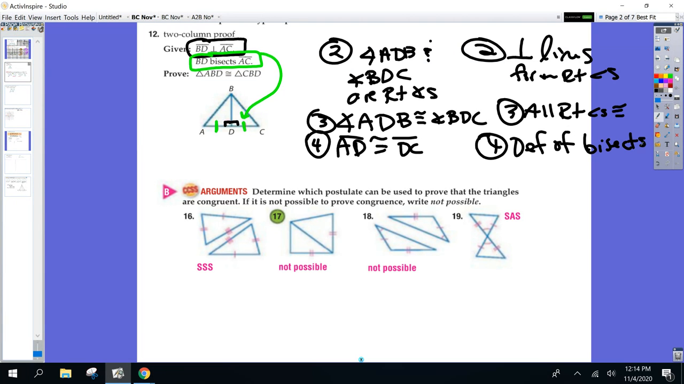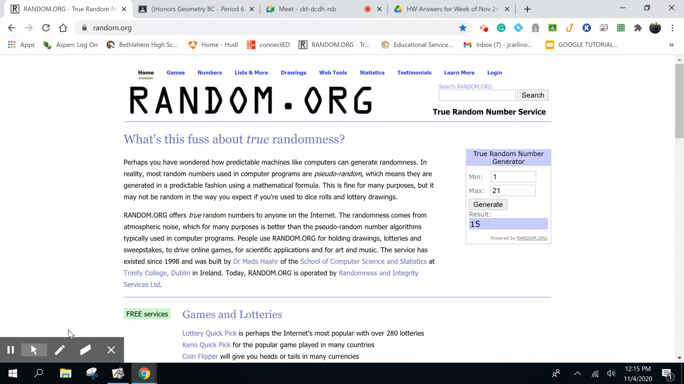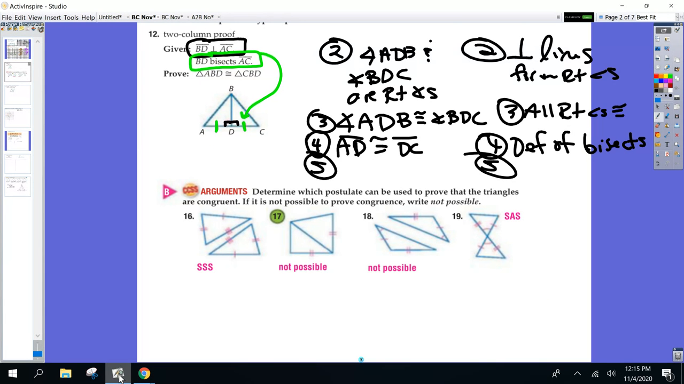Now, with all that being said, you're still missing something. You have a pair of angles and you have a pair of sides. You need one more pair of congruent parts to finish this proof off. Where was the other pair of congruent parts in this diagram? What am I missing? Tim, what am I missing? What's the other pair of congruent parts? BD? It's shared, isn't it?